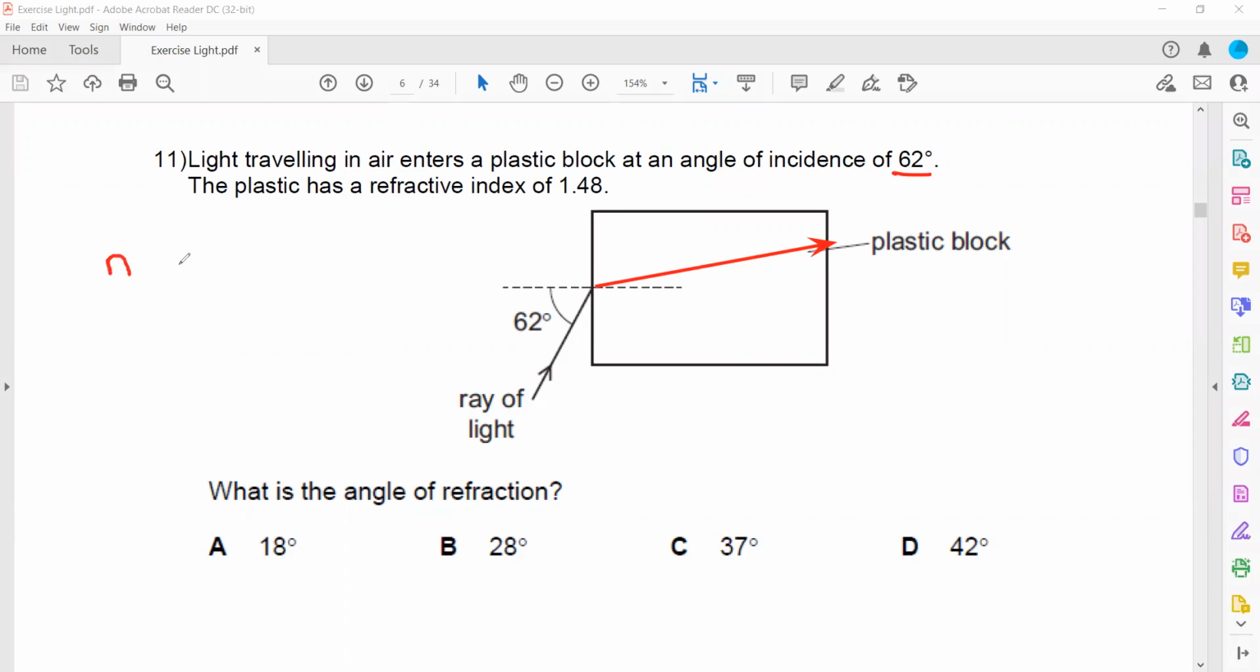The formula when it travels from air to glass: the refractive index is sine I over sine R. The refractive index is given as 1.48, the sine angle of incidence is 62, and the angle of refraction we need. So we'll solve that.